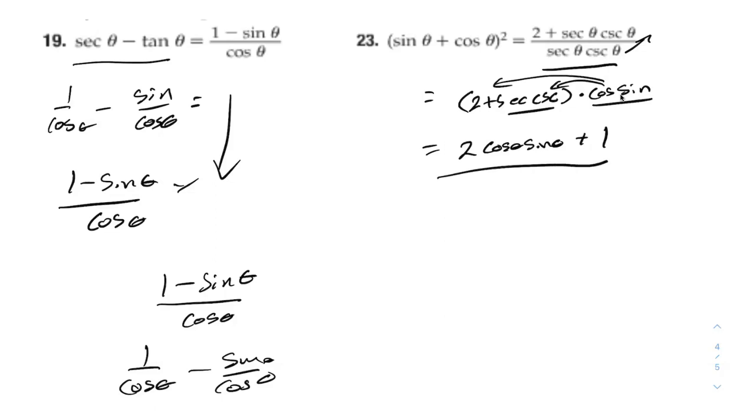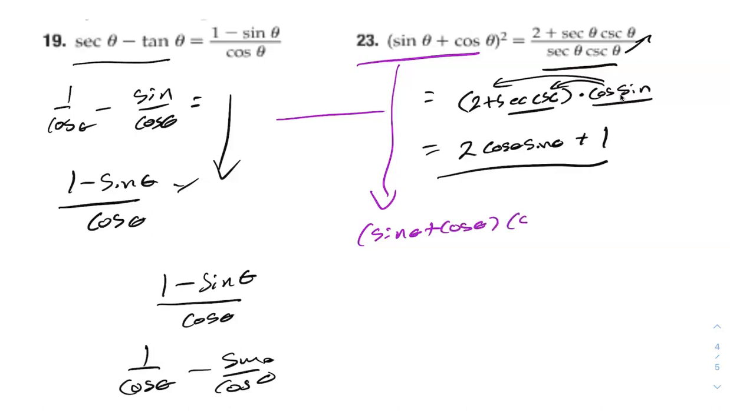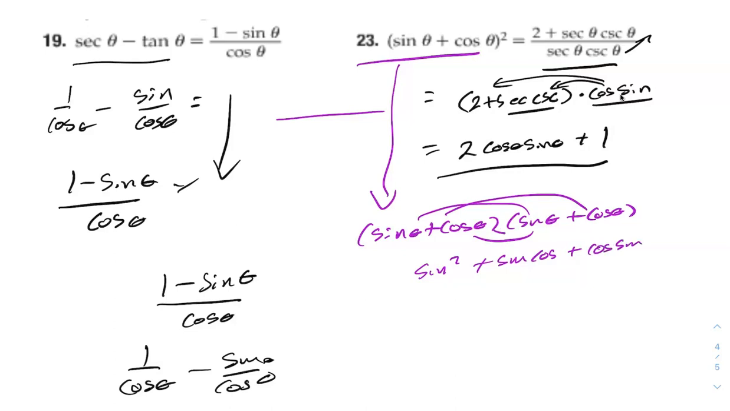So what I'll do next is I'll work on this side. Normally I'll do it right here, but I don't really have space, so I'm going to do it down here. Remember, when you square something, you got to multiply by itself. So sine theta plus cosine theta, all squared, is sine theta plus cosine theta times sine theta plus cosine theta. And I just distribute. Sine times sine is sine squared. Sine times cosine is sine cosine. This one, I get sine cosine again. I'll write cosine sine just to talk about it. And then you get cosine squared.